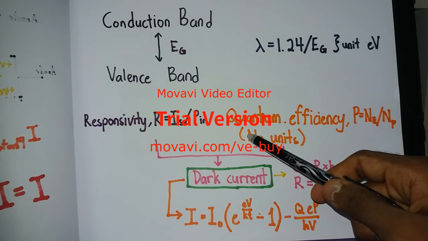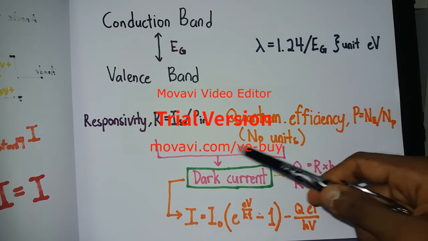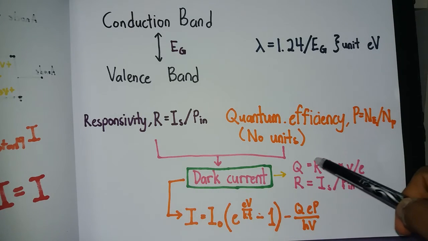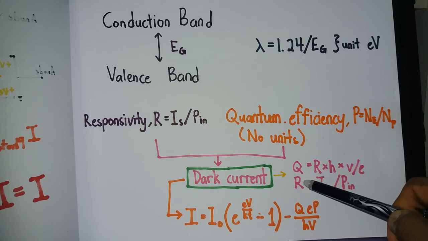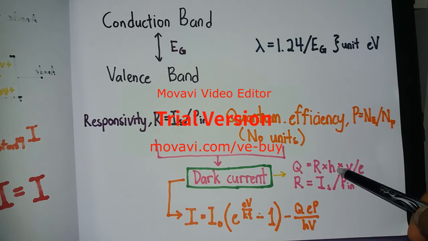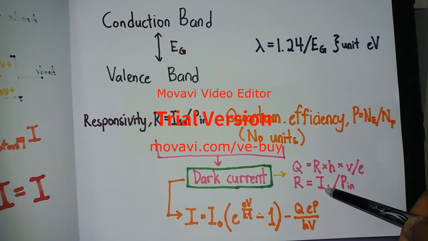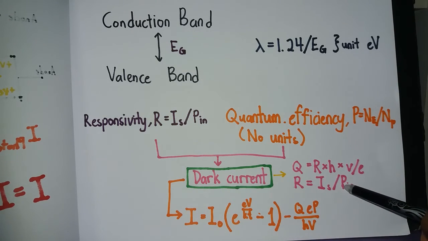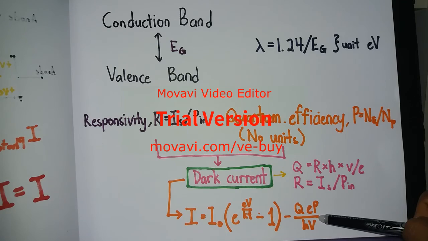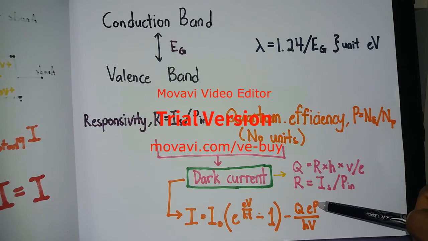From these two equations, we can find the dark current. By relating these two equations, we get these two equations, in which Q is the quantum efficiency, R is the responsivity, h is Planck's constant, v is the frequency of the incident photon, Is is the photo-generated current, and Pin is the incident optical power. Hence, from this we can form this equation, which can be used to find the dark current, as dark current is produced without the presence of light rays.